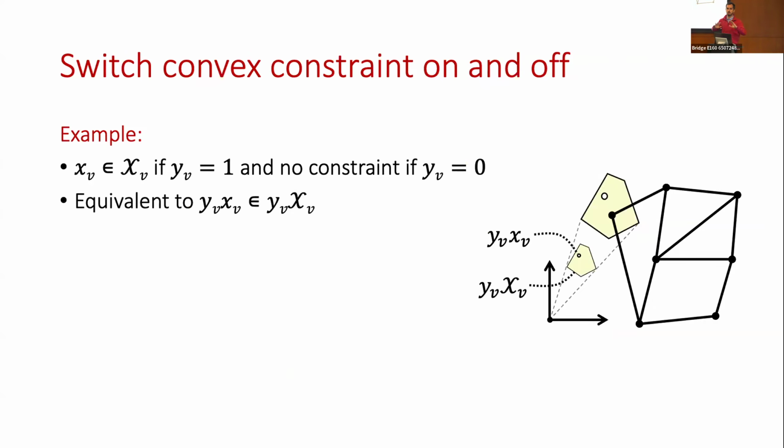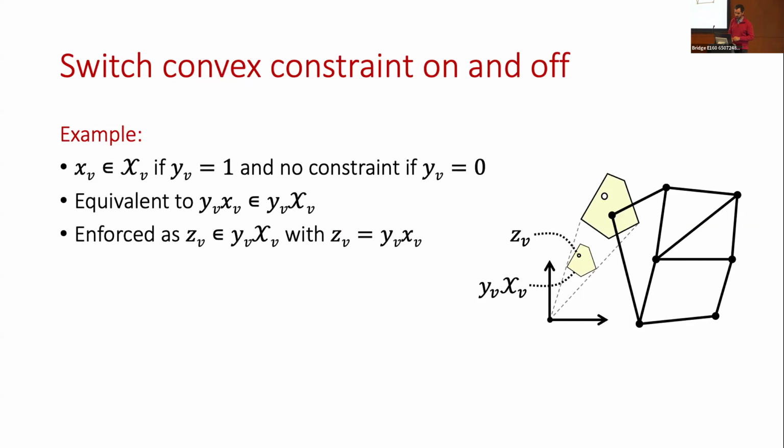So 0 is in the origin, always satisfied. You get very nice on and off behavior using this concept. Let me do an extra step. Let me introduce a variable z that represents the product of these two variables, y and x. So now the variable z lives in the product of y and the set. It's equal to the product.